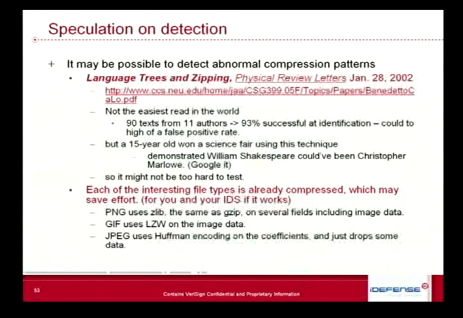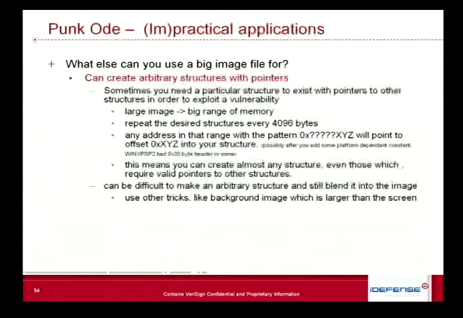Each of these interesting file types is already compressed, which may save some effort, both for you and for the IDS, if it works. PNG uses zlib, which is the same type that they use with gzip compression. GIF uses LZW, and JPEG uses Huffman encoding on the coefficients. So you've already got the compression happening for you, so that may help. What else can you use a big file for?